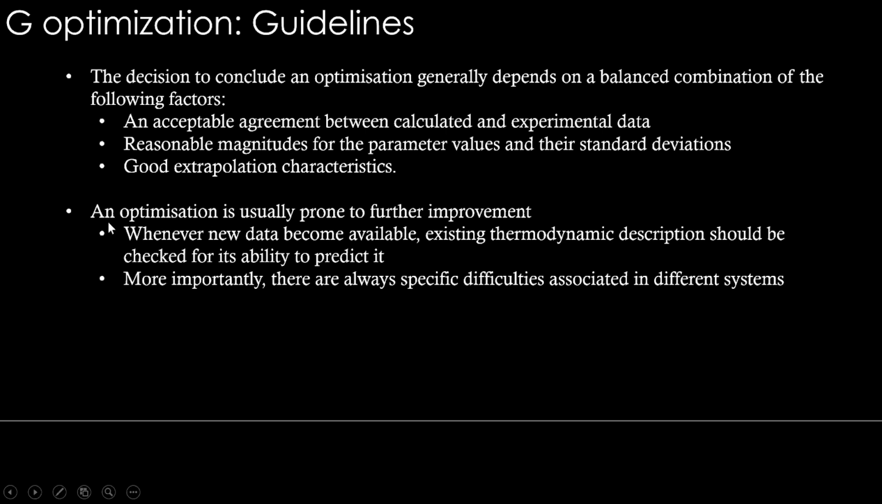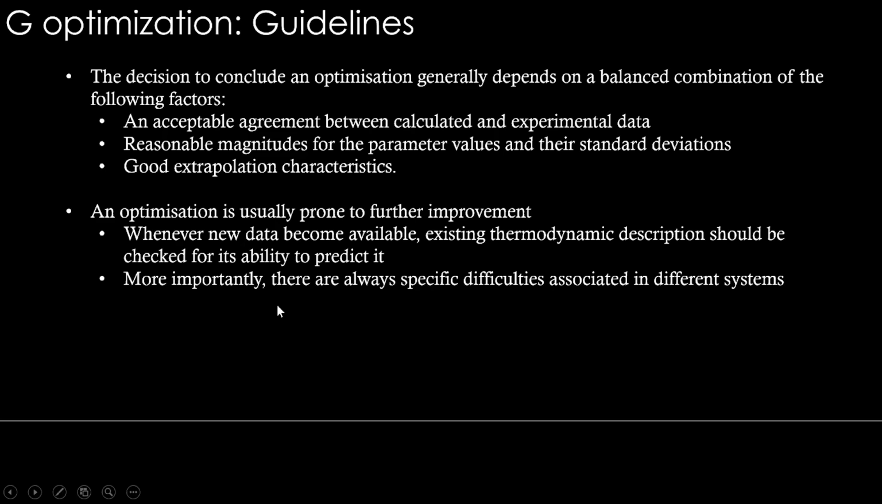But you can always keep in mind that an optimization is usually prone to further improvement. Whenever new data become available, existing thermodynamic description should be checked for its ability to predict it. Let's say with these parameters that you have optimized, you are making a phase diagram and there are certain regions in which there is no experimental data available. And if somebody reports a data in that particular region, if their data fits with your predicted phase diagram, then your description is much better. This is how you can conclude. If not, you have to improve the database. More importantly, there are always specific difficulties associated in different systems.